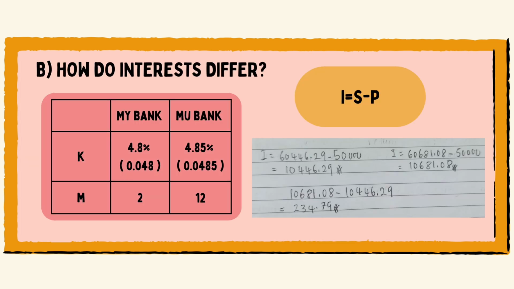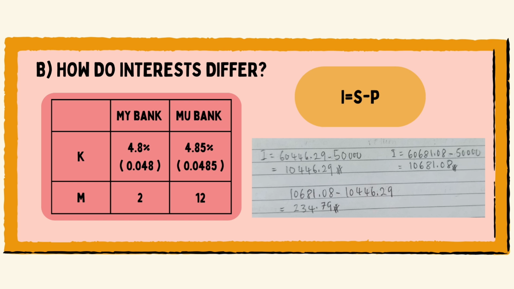Question B, to compare the interest earned by both banks, I use the formula I equals S minus P, where I represents the interest earned, S is the final amount, and P is the principal amount. For MY Bank, interest earned: 60,446 ringgit and 29 cents minus 50,000 ringgit, and the answer is 10,446 ringgit and 29 cents.